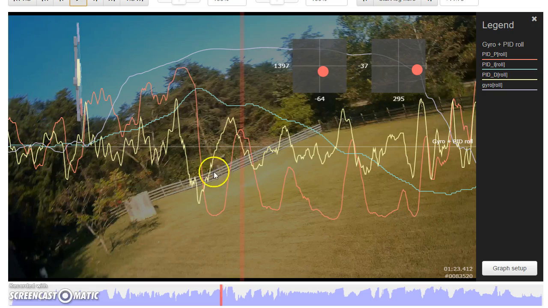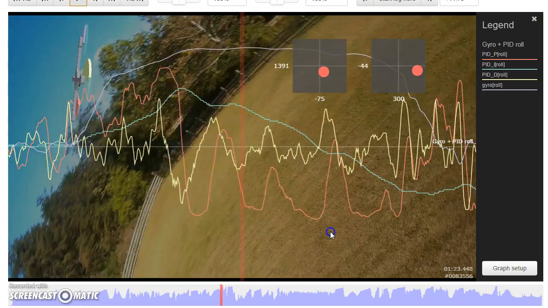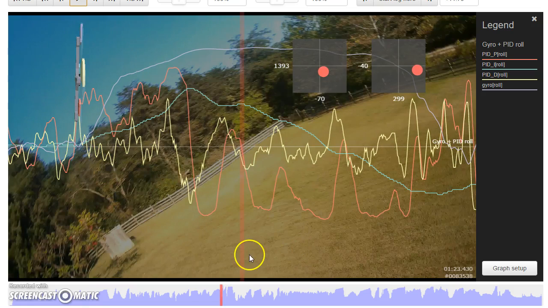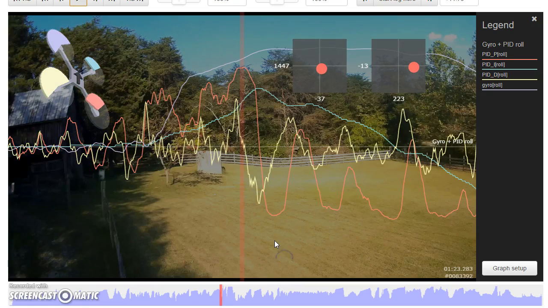But we can see here that when you see the P term spiking like this, what that means is that instead of finding its level and staying there, it's pushing too hard and having to back off, and pushing too hard and having to back off. And so that means it's certainly not too low. It's hard to say if it's too high, but it's definitely not too low.